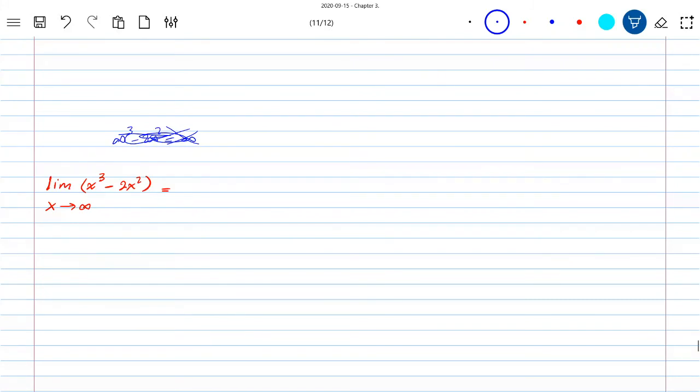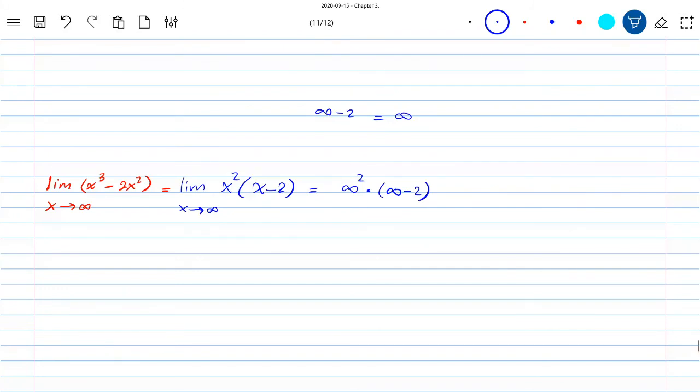Just replace the infinity to see what happens. It's not possible to subtract infinity, so I ignore this process. What I can do is look at these two terms and say, what do they have in common? They have x squared. And what is left is x minus 2 as x approaches infinity. Now replace infinity. See what happens. You'll get infinity squared times infinity minus 2. If I ask you what is infinity minus 2, you have a huge number, subtract 2 from it. The result is still infinity. So I can say this is still an infinity.